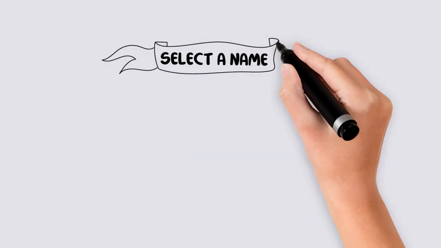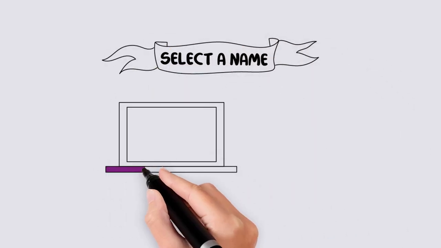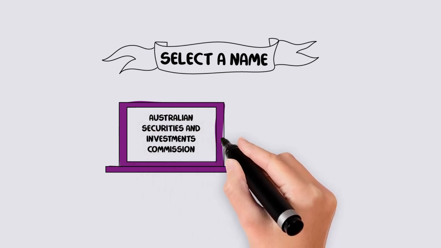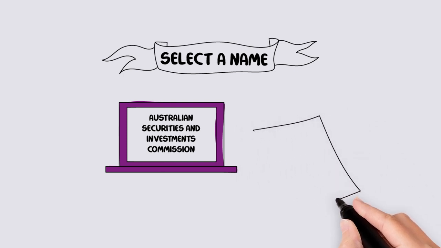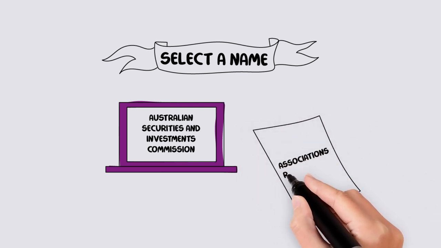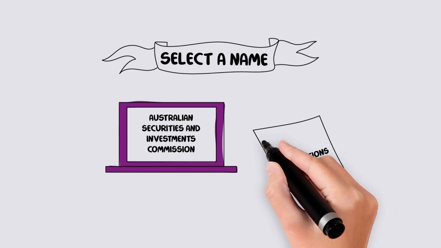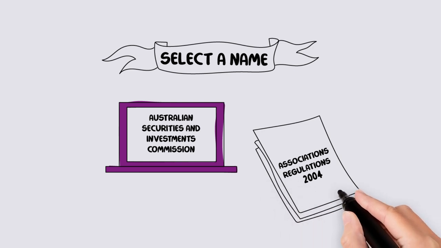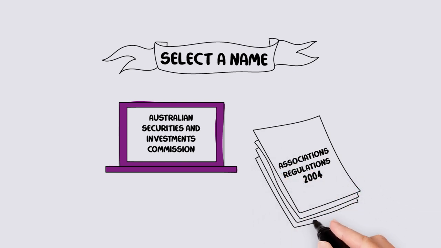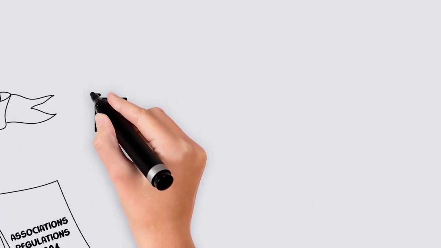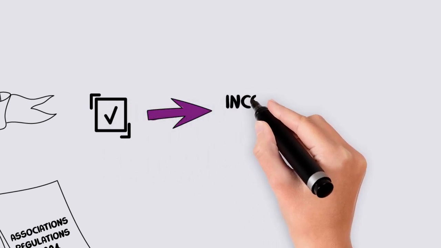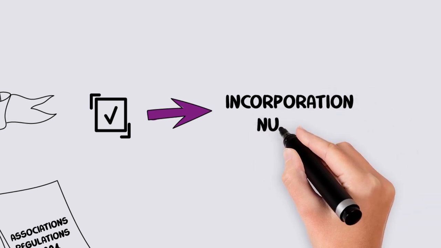Select a name. Your name must be different from business and organisation names listed on the Australian Securities and Investment Commission website. Your name must not use any unauthorised names based on the Association's Regulations 2004. For example, names containing Commonwealth, Federal, United Nations, ANZAC, Bank, or Cooperative. You must not register a business name until the association has been approved and issued an incorporation number, which is like an Australian company number, but for incorporated organisations.